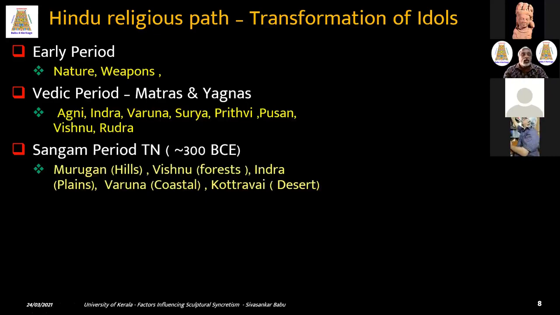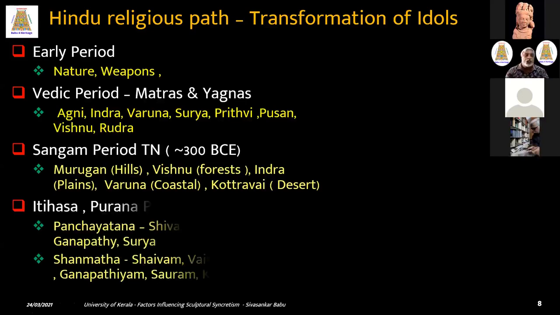Parallelly, in Tamil Nadu and other areas during the Sangam period, they had their own set of different gods. Primarily, they were split into five types of lands. Three natural lands: hills, coastal areas, and forests, where for hill areas, Muruga was the god, for forest, Vishnu was the god, and for coastal areas, Varuna was the god. Then the cultivated land, which is plains, where Indra, the rain god, is the primary deity. And when it is not cultivated and comes into desert, Kotravai is the god. These are the primary deities that were prevalent during this time. We are seeing this in the context of how the idols and beliefs are transforming from one period to another, in terms of changing concepts or changing beliefs.